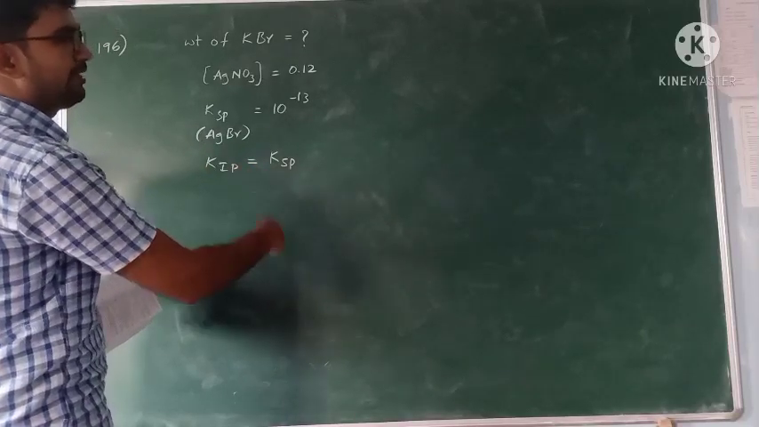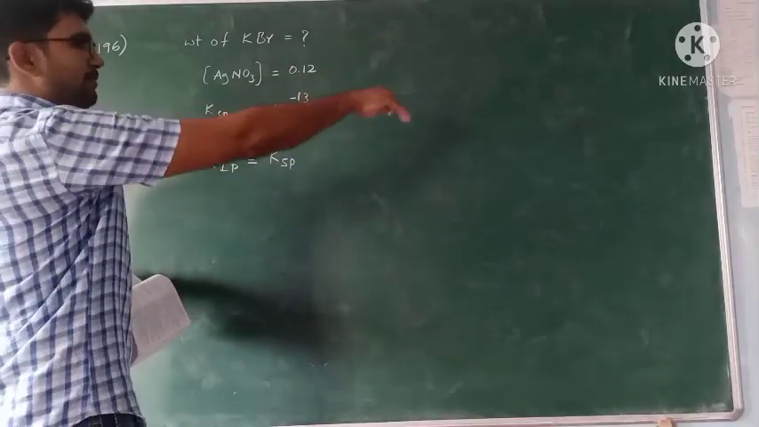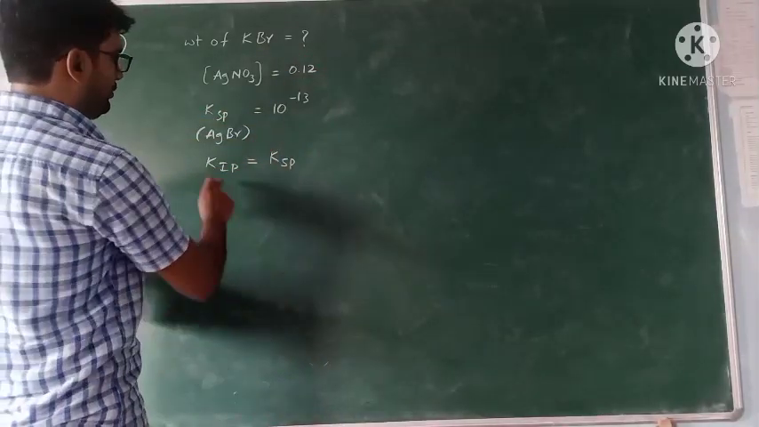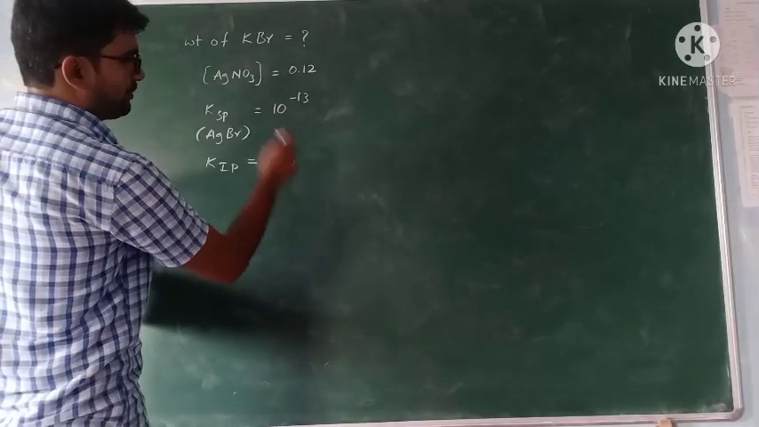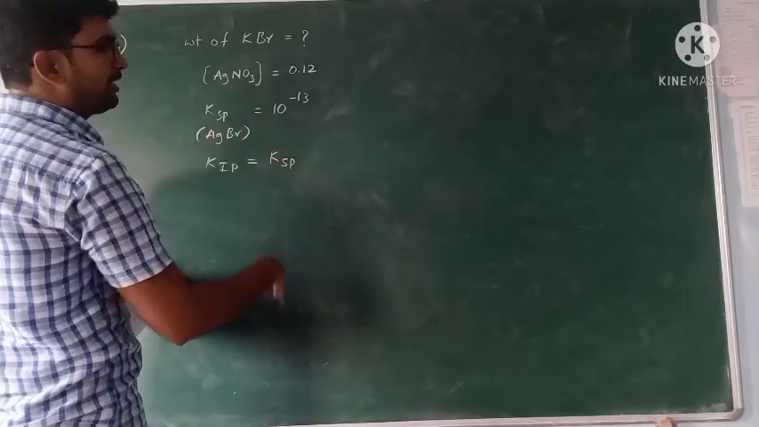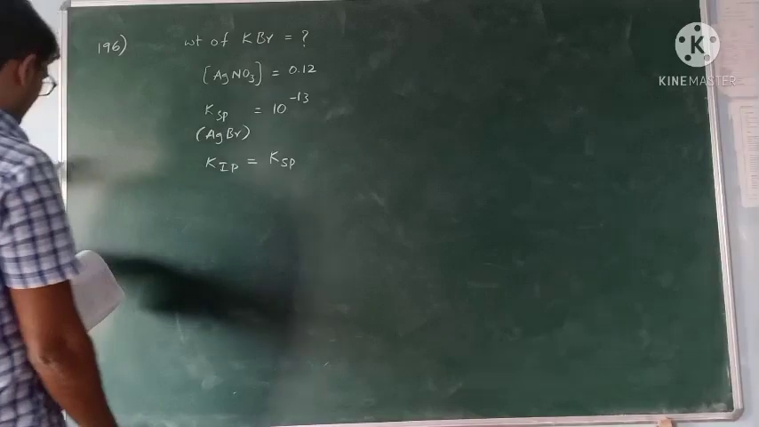After saturation, precipitation is started. When we add an extra amount, then precipitation takes place. So if it is equal, it just starts precipitation. If greater than, precipitation is already formed. Okay, right. This is the condition.